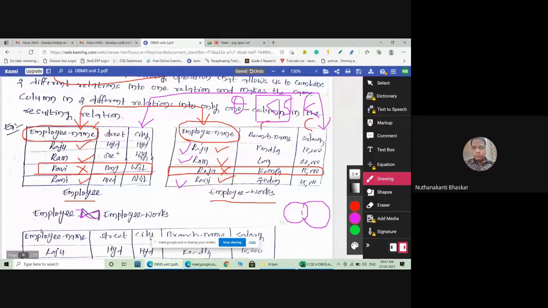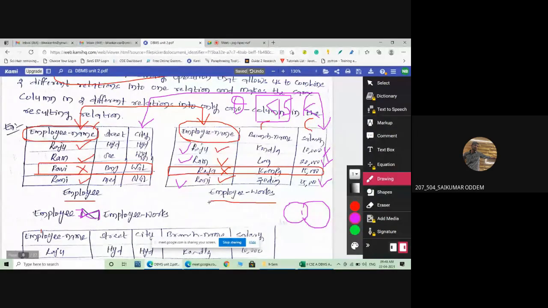Tell me. Here Raju, Hyderabad, but salary is 10,000. It never comes because I want above 15,000. Now Ram is there. Yes, with salary 20,000 it will come out as a result. Ravi, here there is no Ravi, so it never comes out. Rani is there above 25,000, yes, it will come. Only two records will come: one is the Ram record, another one is the Rani record. Yes or no?